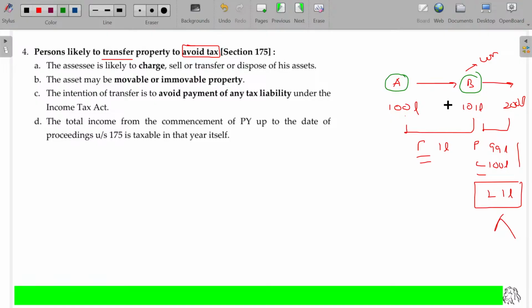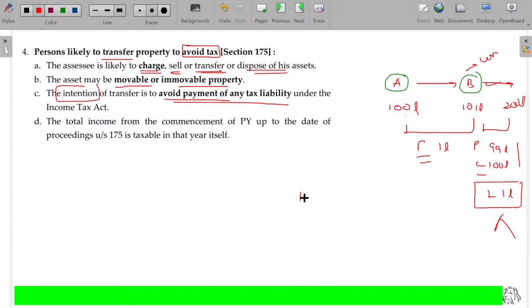If the assessing officer comes to know of that, then they will take action and ask him to pay the tax immediately on this full value. The assessee is likely to charge, sell, transfer, or dispose of his asset. The asset may be movable or immovable, whatever it may be. For what intention? To avoid the payment of any tax liability.